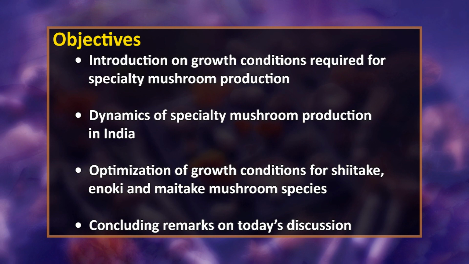Our first objective will be to have a brief introduction on growth conditions required for specialty mushroom production. Our second objective will be to have a general discussion on the dynamics of specialty mushroom production in India. Our third objective will be to discuss in detail the optimization of growth conditions for shiitake, enoki and maitake mushroom species. And finally, we'll be having concluding remarks on today's discussion.